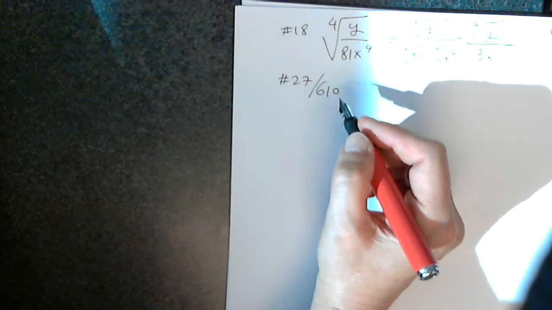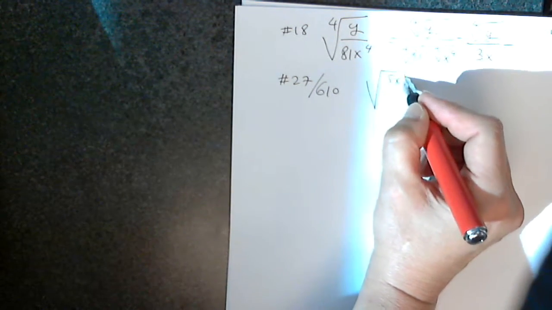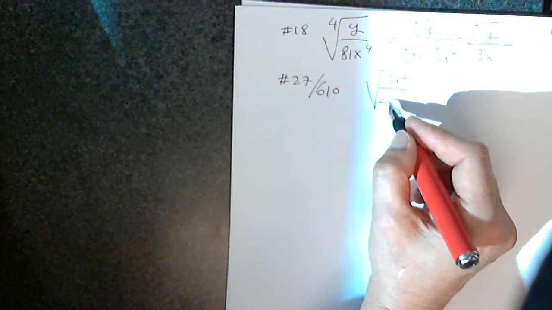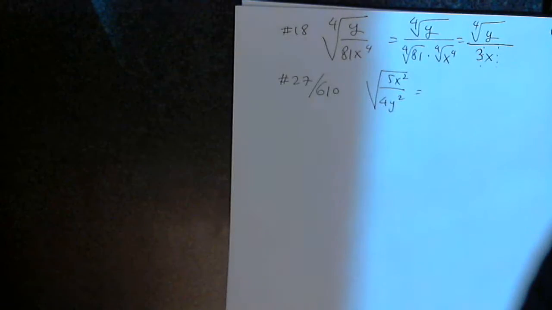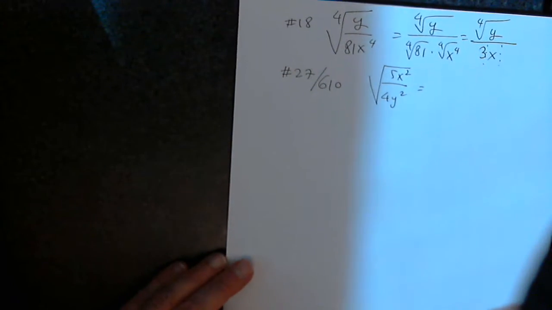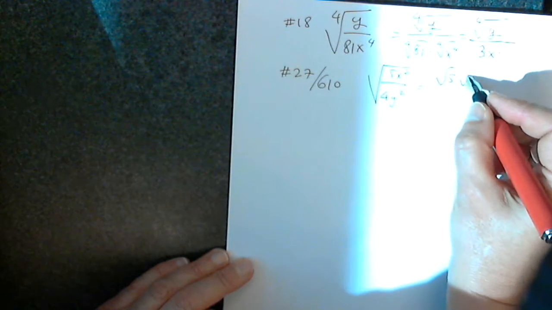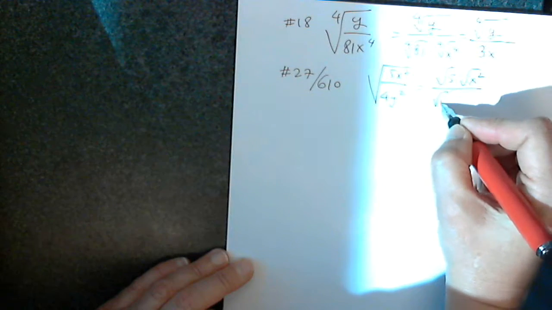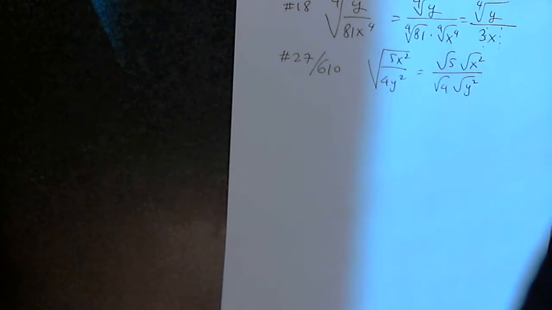On page 610, the square root of 5x squared divided by 4y squared. We assume everything is positive, and I'm sure you will split it into the square root of 5, the square root of x squared over the square root of 4, the square root of y squared. We are allowed to, because there is no sum or difference. We cannot split the sum or the difference under this root.